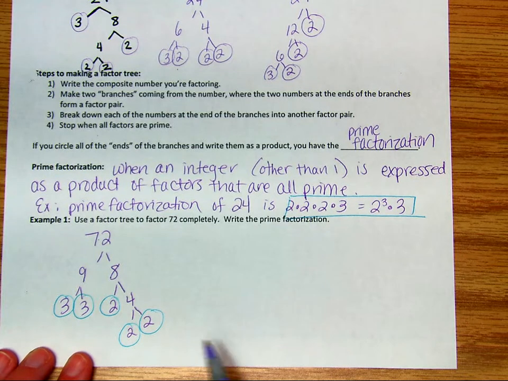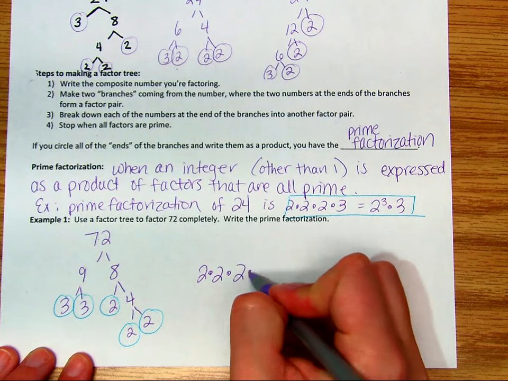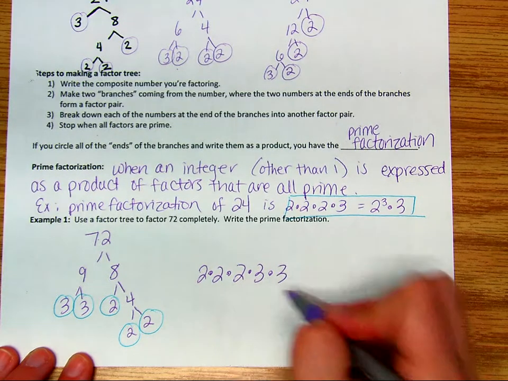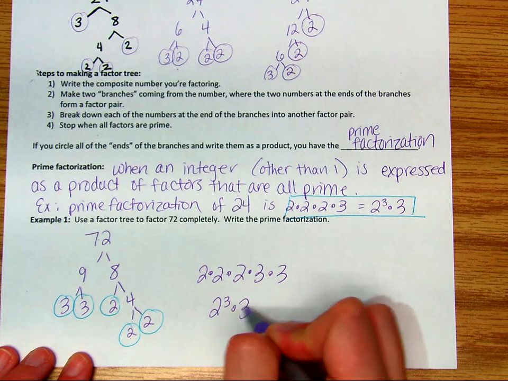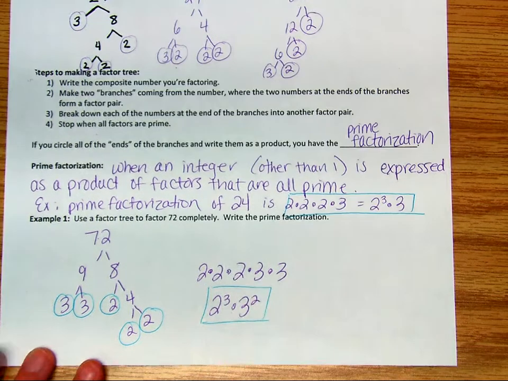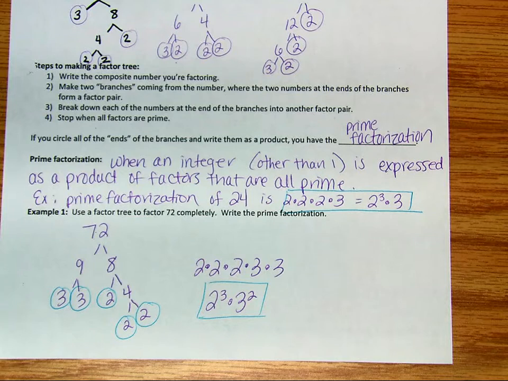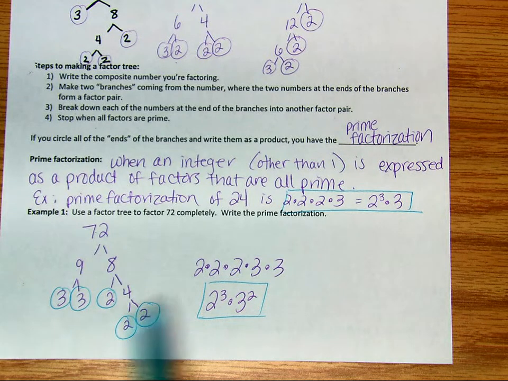So I can rewrite this as 2 times 2 times 2 times 3 times 3. Or the more condensed way would be 2 to the third times 3 squared. Now, it is important to note that this is just another way of writing 72. If I were to type in 2 times 2 times 2 times 3 times 3 in a calculator, I should get 72 if I did it correctly. If you don't get 72, then something must have gone wrong in your prime factorization process.